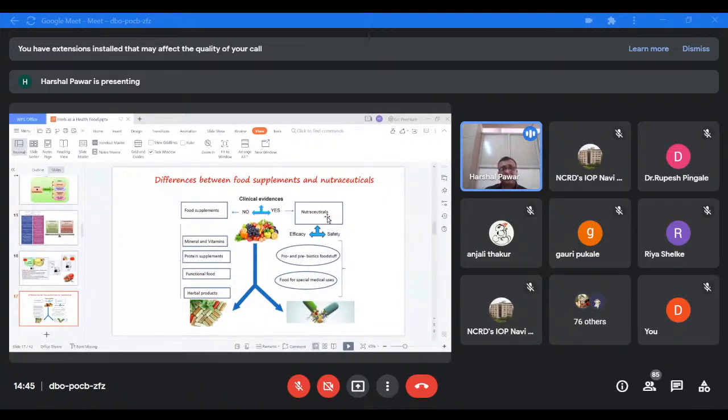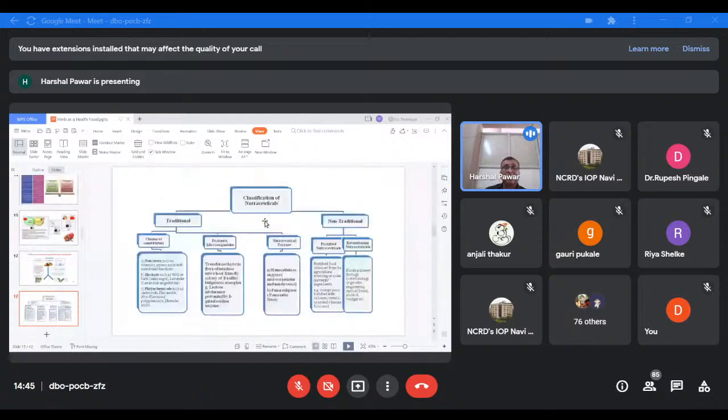So this is how you can differentiate the food supplements and nutraceuticals. This is one of the classifications which is generally used to classify the nutraceuticals. So you can classify it in two different categories, traditional nutraceuticals and non-traditional nutraceuticals.